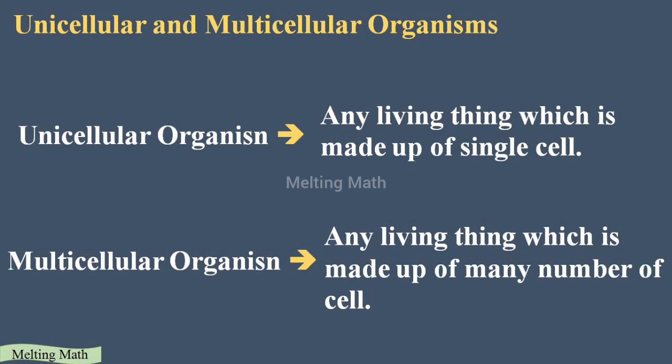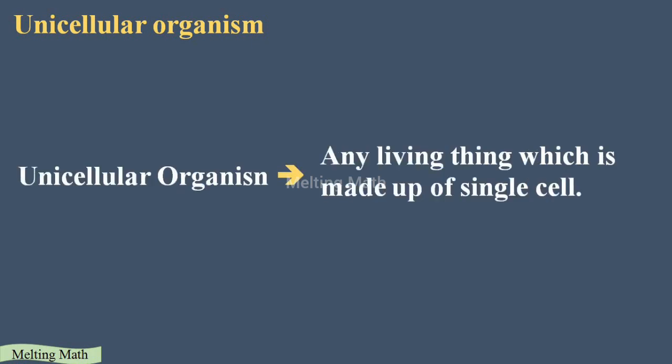Multicellular organisms. Okay, let's briefly discuss it. First, let's look at unicellular organisms. I already mentioned that a living thing which is made up of a single cell is called a unicellular organism. We can't see it with our normal eyes, so it is not visible to us. We can see it only by using a specific microscope.